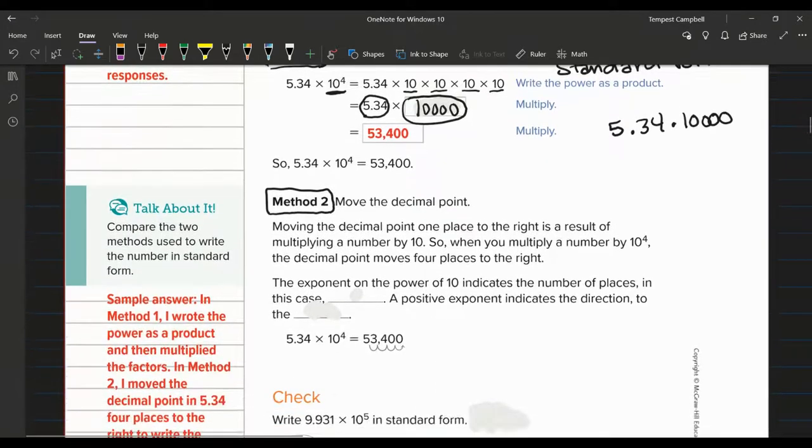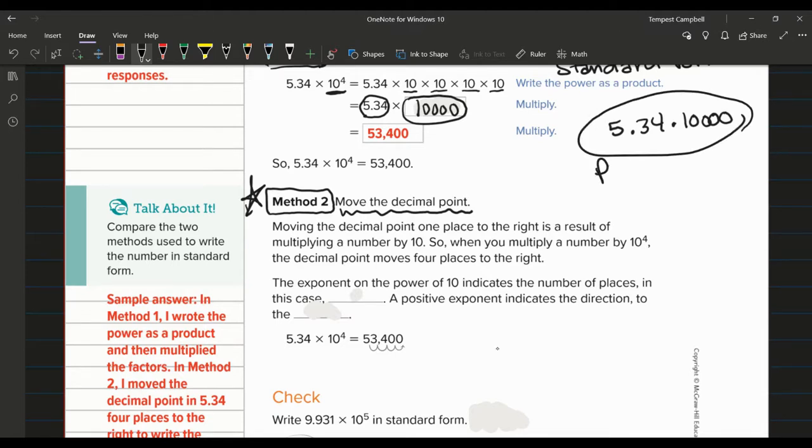Next, we can just move the decimal point. I would say this would be my preferred method to do, because then I don't have to plug this into a calculator. Because I feel like that's a lot more work. Instead, all we have to do is count. So moving the decimal point one place to the right is a result of multiplying a number by 10. So we're going to move it to the right, and that equals multiplying by 10.